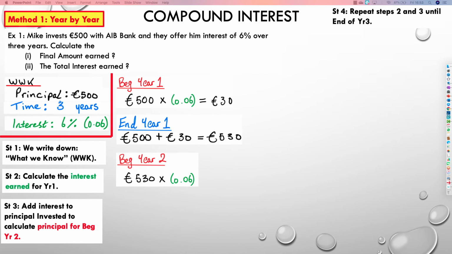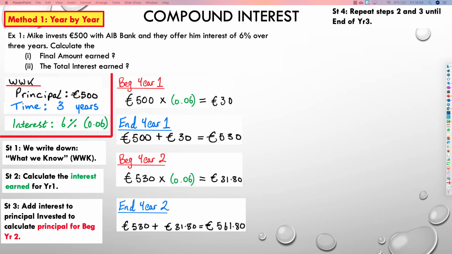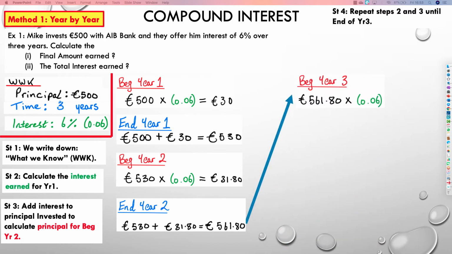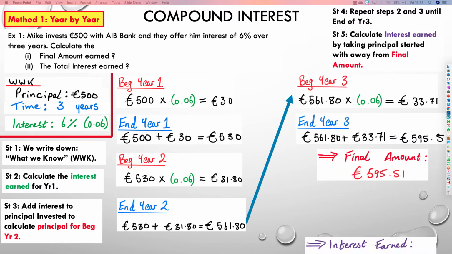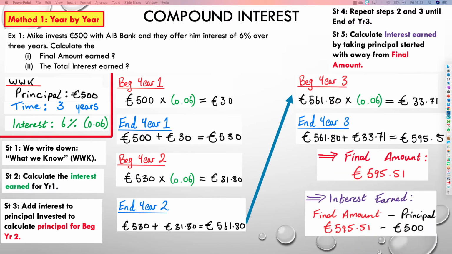€530 multiplied by 6% is €31.80. You add that on at the end of year 2 and get €561.80. Back up to the beginning: €561.80 multiplied by 6% is €33.71. You add that on and you get €595.51. So the final amount was €595.51. Take away the €500 you started with, and he earned €95.51 in 3 years. Is that okay? Now, we don't necessarily have to do it that way because nothing changed.